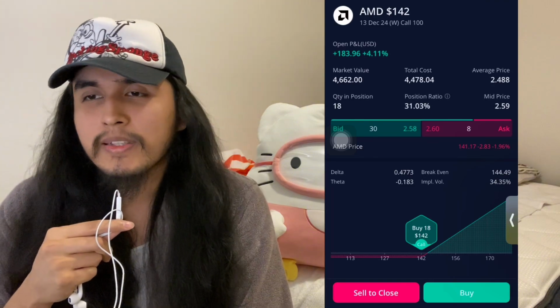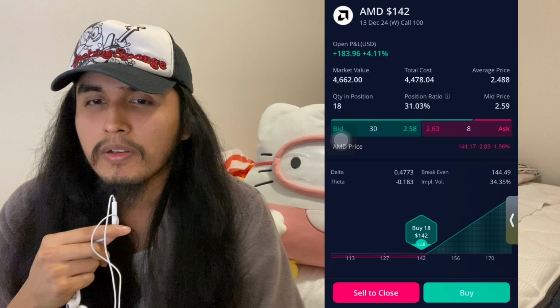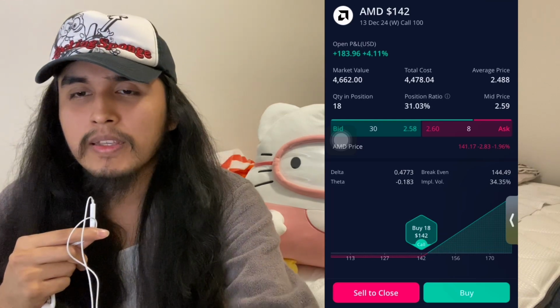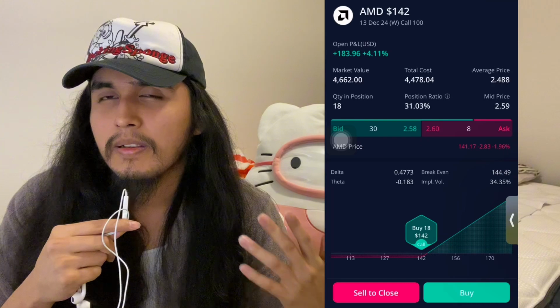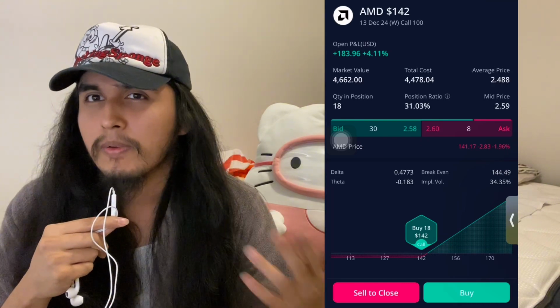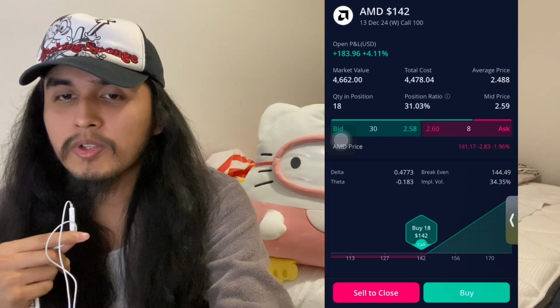But I'm not sure. I feel like I still need to analyze this strategy a little bit more. Those are my thoughts with this strategy. I feel like I kind of found the sweet spot, but I still need to analyze it a little bit more. But that's pretty much it, really.